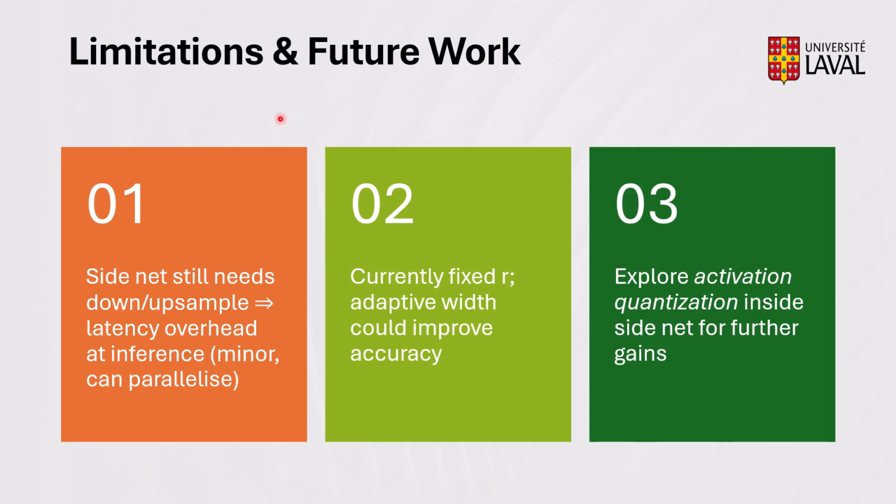To finish, here are some limitations and future ideas I noticed. First, the side network adds a small latency overhead during inference. Second, the reduction factor R is fixed. Using an adaptive width could help. And third, applying activation quantization inside the side network could save even more memory. Overall, the method is efficient but still has room for future improvement.